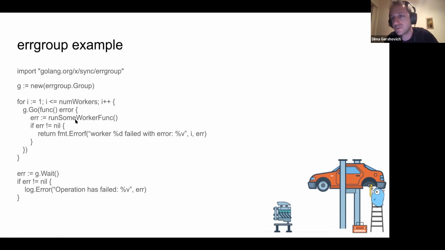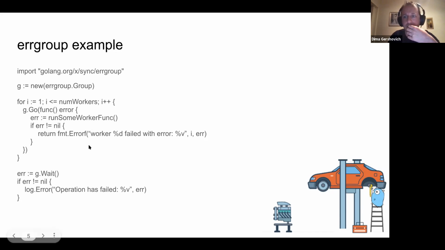Then in the end we call the Wait method, and the Wait method waits until all the Go routines are finished, and it will return an error. If some of the Go routines return an error, it is enough that one of those workers returns an error, and our error group will return an error. Actually, it will return the first one. The first error that we received will be the one that is returned, and all the others will just be ignored. So this is how it behaves.